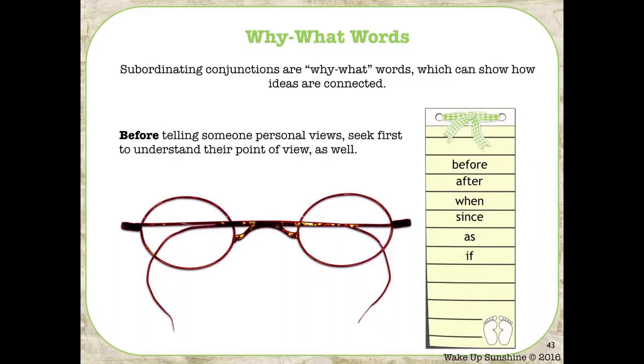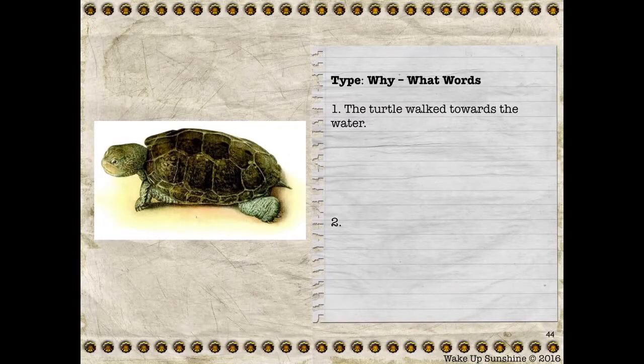And now you are on to your picture of our lovely little turtle, and I gave you my topic sentence. Unfortunately, it's not very good. So I gave you the turtle walked towards the water. It's a sentence, all right, but I know you can do better. So utilizing the why what word strategy, see what you can come up with.